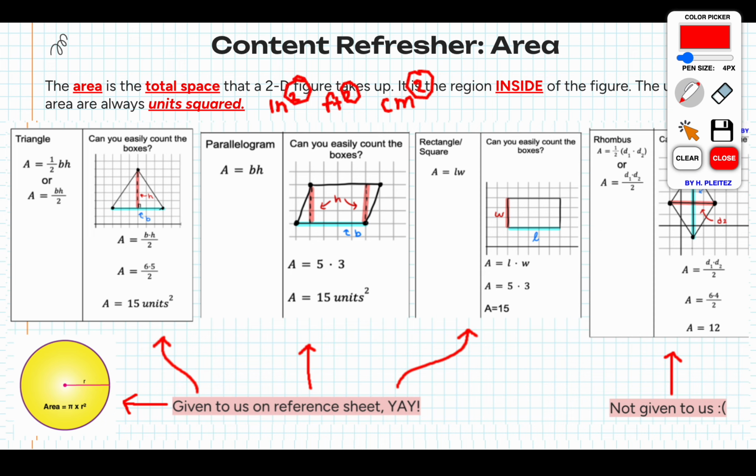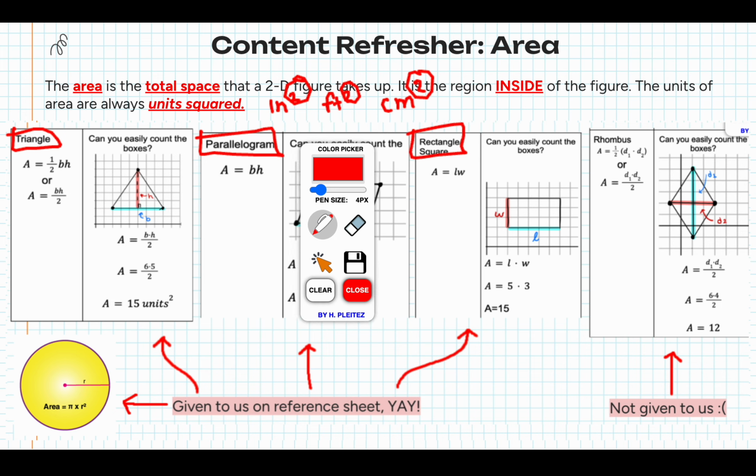So there are a bunch of different area formulas given to us on our reference sheet. You don't have to remember these 4. You're given area of a circle, you're given area of a triangle, you're given area of a parallelogram, and you are given the area of a rectangle or a square. However, you're not given the area formula for a rhombus, so it really helps to commit this to memory because it's going to make it easier for you. The area of a rhombus is diagonal 1 times diagonal 2 divided by 2.